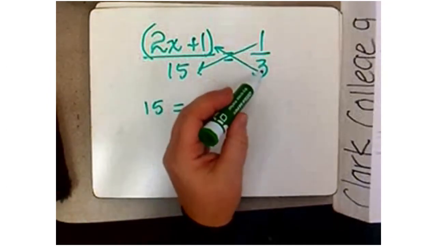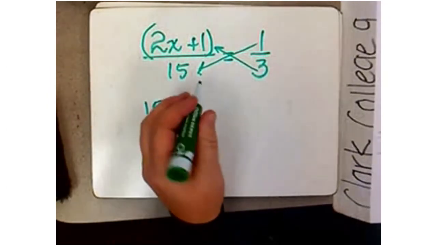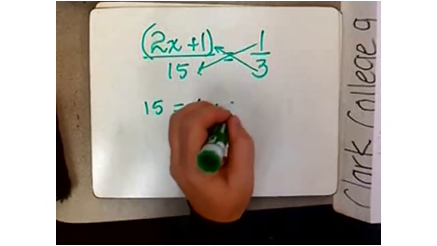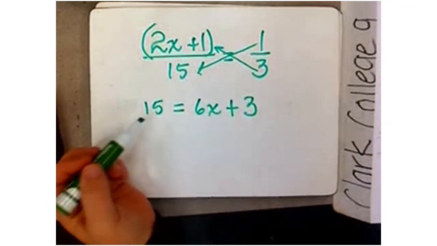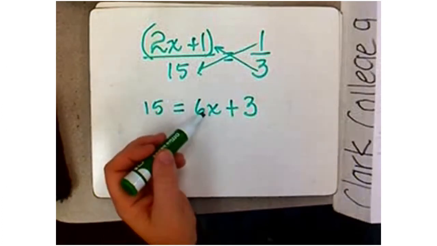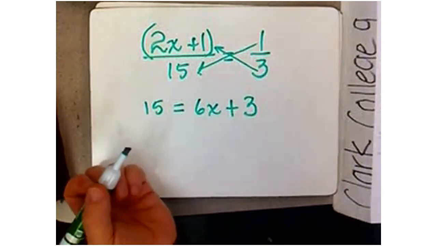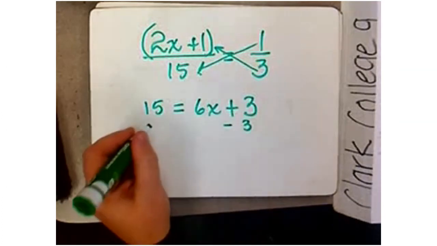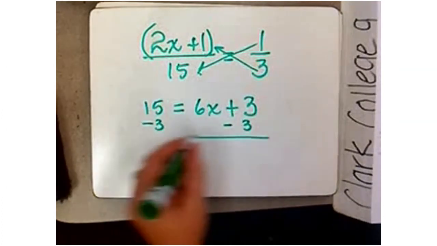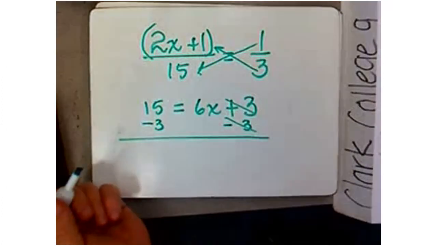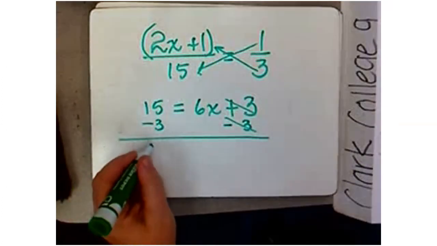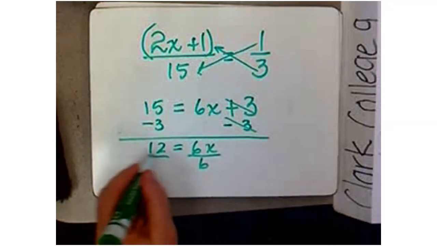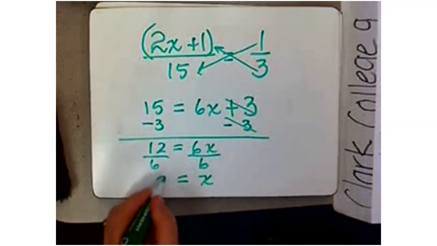So you have to distribute that 3 to the 2x, which becomes 6x, and distribute the 3 to the 1, which becomes a plus 3. So now you have 15 equals 6x plus 3. Now you're going to do your two-step process where you use your additive inverse and subtract 3 to undo that plus 3. Subtract 3 from both sides, you get 12 equals 6x. Divide by 6 on both sides, and x is going to equal 2.